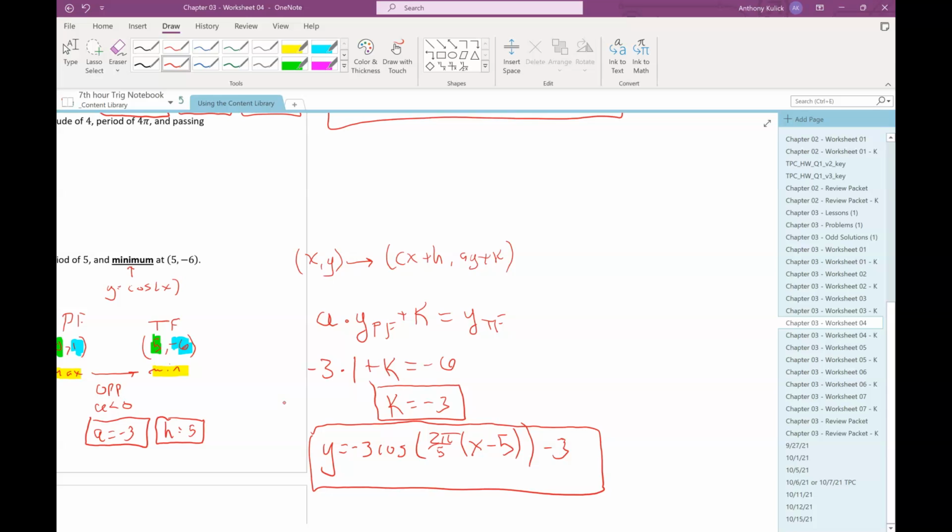This is the hardest thing we do in chapter 3, just FYI, these kinds of problems. So just to let you know, it doesn't get harder than this in chapter 3. Cosine's harder than sine, can be. Sometimes it's not. Sometimes finding the k isn't as bad as this one is.